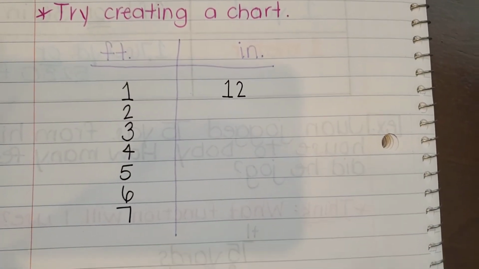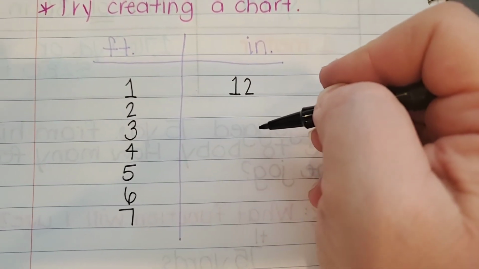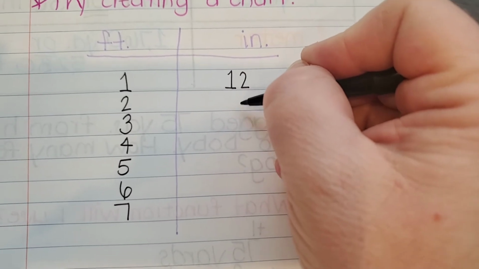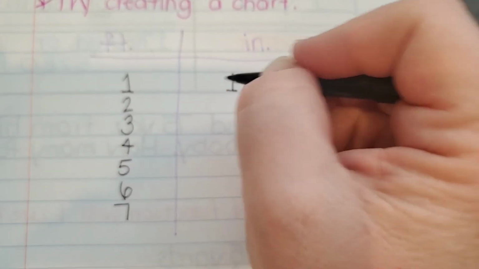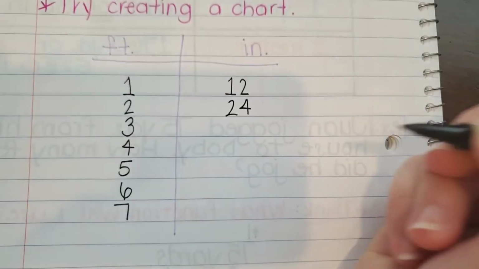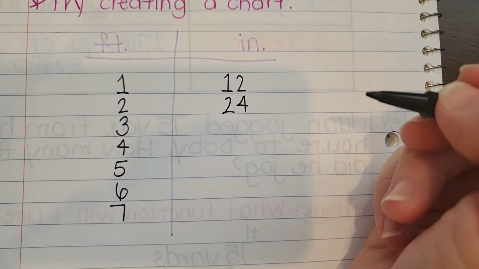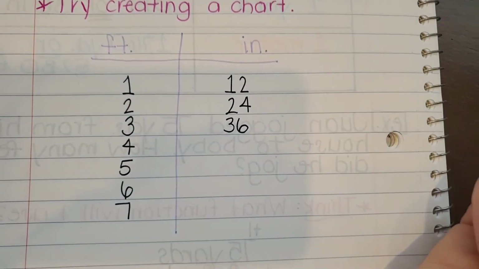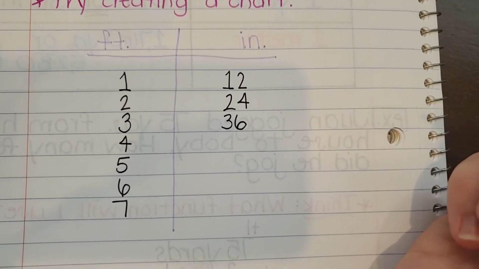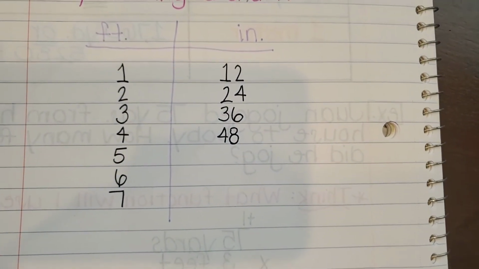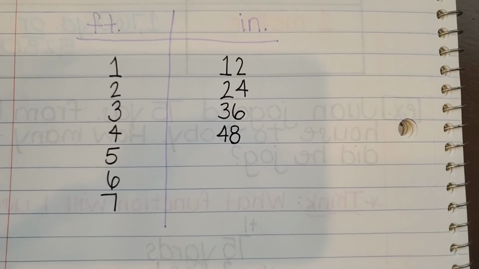All right, and then on the other side, you're just gonna go up 12 every time. So if you're not good at multiplying, all you're gonna do is repeated addition. 12 plus 12, then another 12, and you keep going. So 2 times 12, or 12 plus 12, is 24. 12 times 3, or 12 plus 12 plus 12, is 36. 12 times 4, or 36 plus another 12, is going to be 48. And I'm going to give you a minute to try and think about 5, 6, and 7.